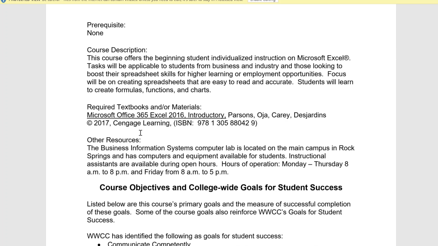The textbook information is here, and if you purchase the textbook at the bookstore, you'll find that it is an unbound book. There's holes punched in it to be put in a binder. And if you would like to request a binder from me, I have lots of them, and I'm happy to provide you with one. Here's our information about the Business Information Systems Lab under Other Resources.